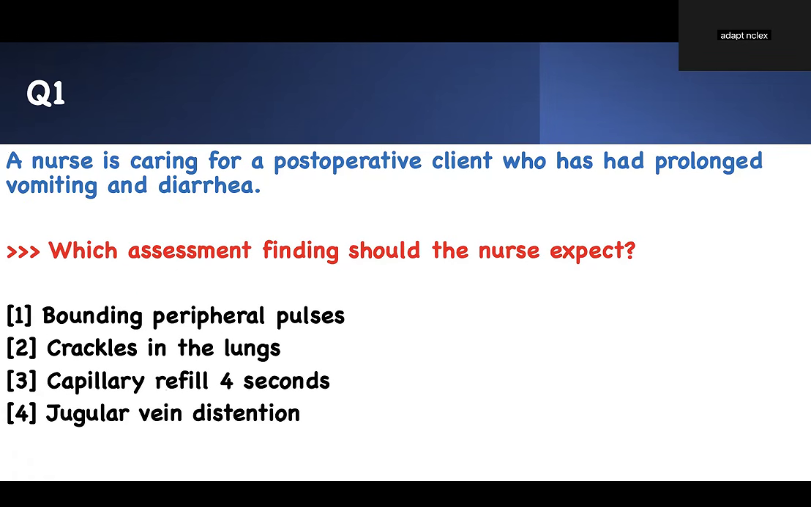A nurse is caring for a post-operative client who has prolonged vomiting and diarrhea. Which assessment findings should the nurse suspect? These tell you prolonged vomiting and diarrhea is a form of fluid deficit. So you're looking for an answer choice regarding fluid deficit. Bounding peripheral pulse, does it look like fluid deficit? Crackles in your lung, fluid deficit? Capillary refill 4 seconds, jugular vein distension. You can look at the answers, you can tell 1, 2, and 4, they are talking about fluid excess. Therefore, the right answer is number 3.